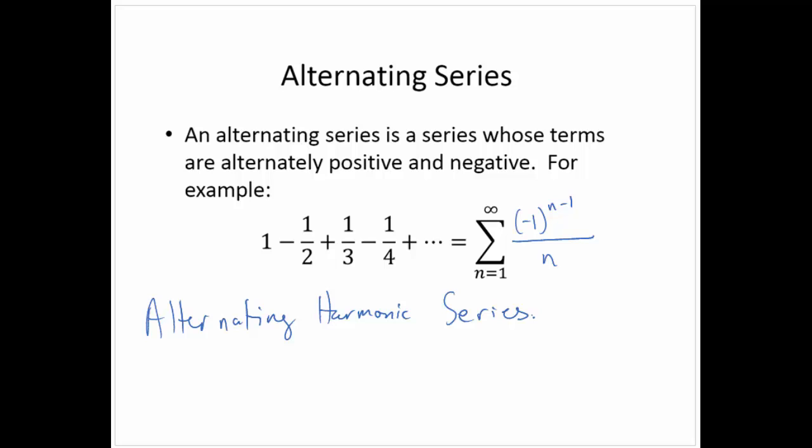And so, a question might be, well, does the alternating harmonic series converge? We know the harmonic series diverges. We've seen a couple of examples in earlier sections that explain why that is true. But what about the alternating harmonic series? Well, to determine this, we need another test. And we'll see this test on the next slide. It's called the alternating series test, amazingly enough.